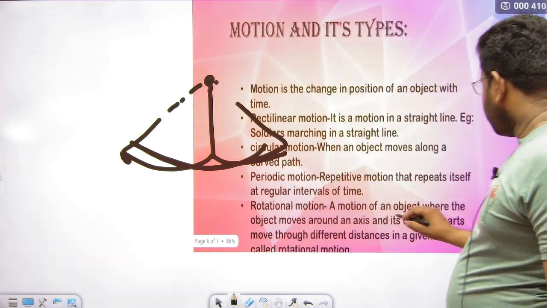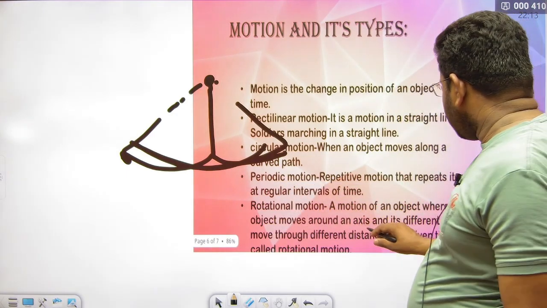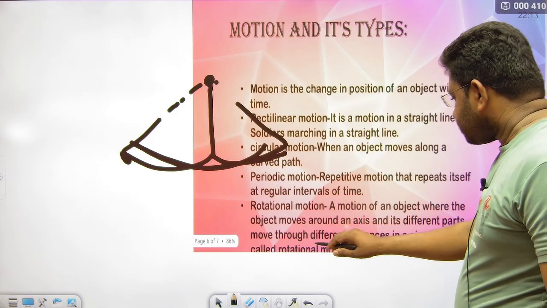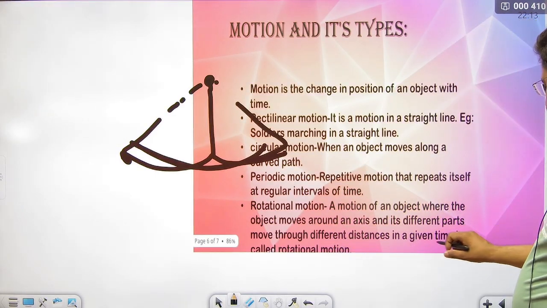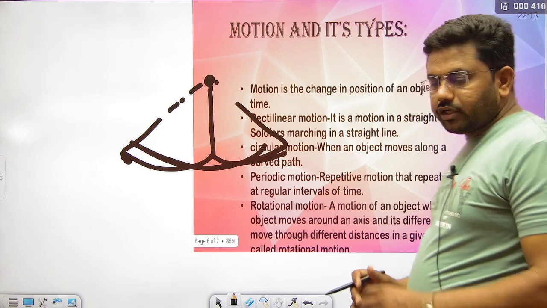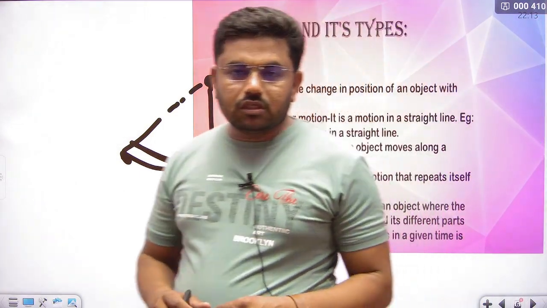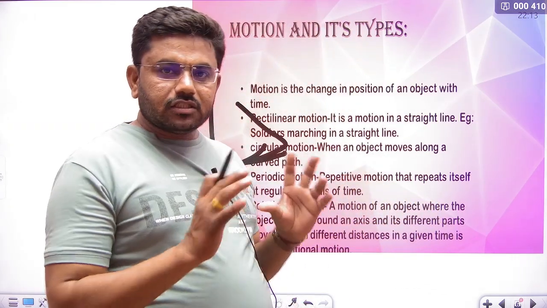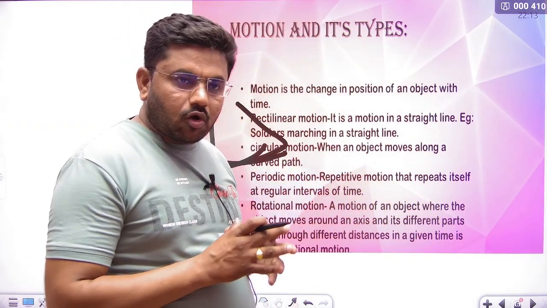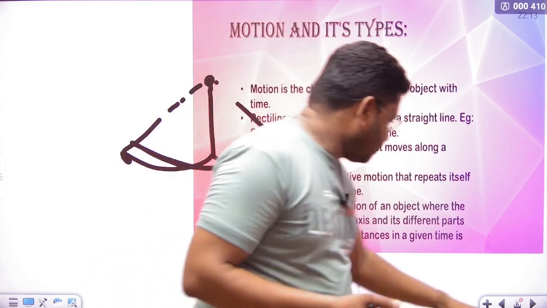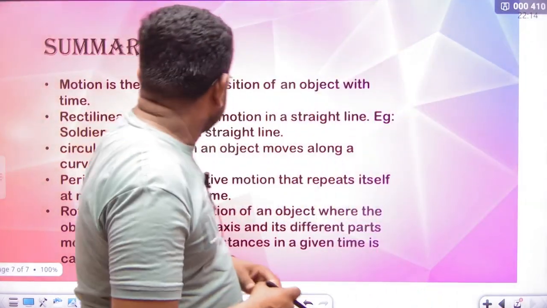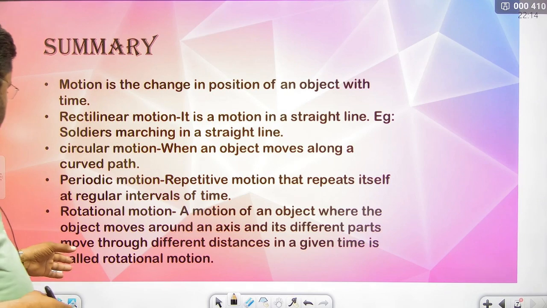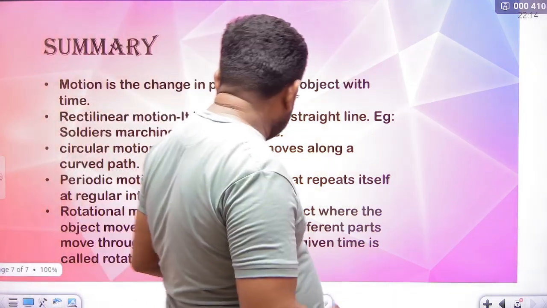Rotational motion is a motion of an object where the object moves around an axis and its different parts move through different distances in a given time. Rotational motion is also one example of motion. In this way, there are many types of motions according to their path. Rectilinear we have understood, and the last one is rotational motion.